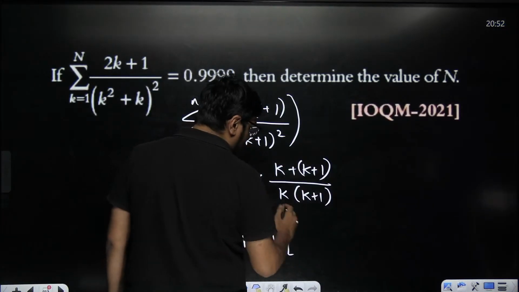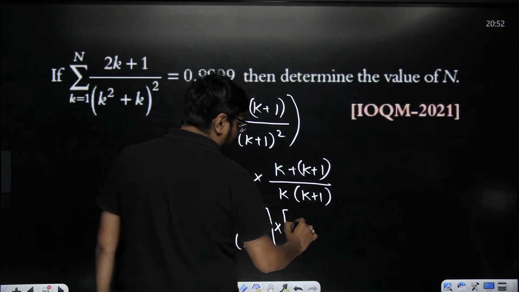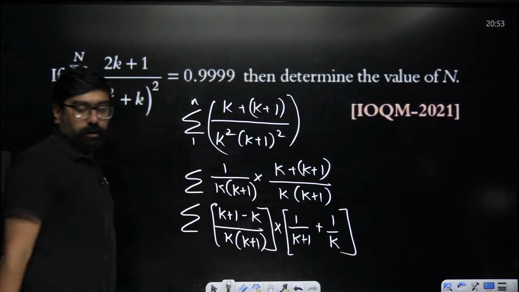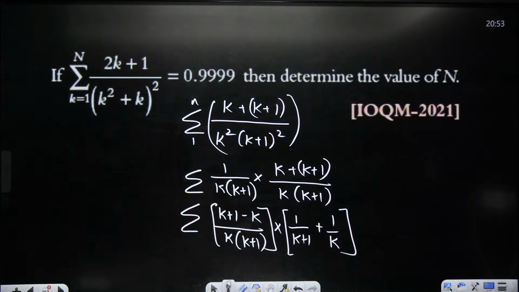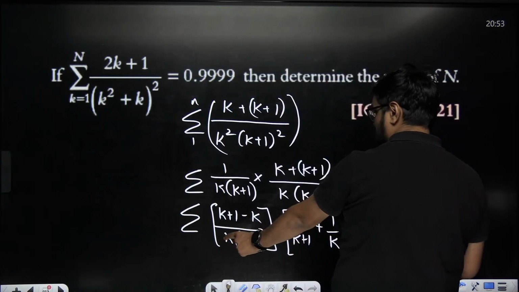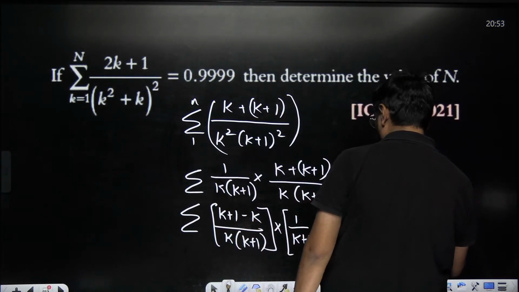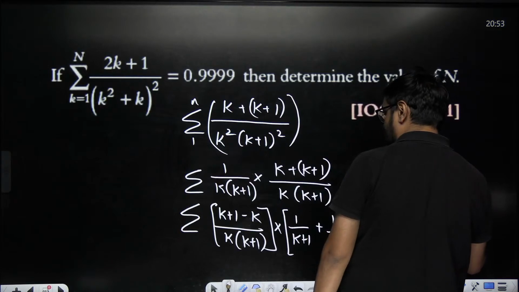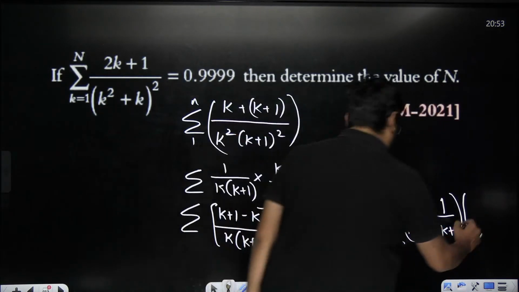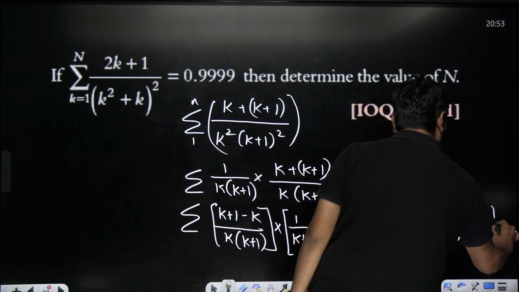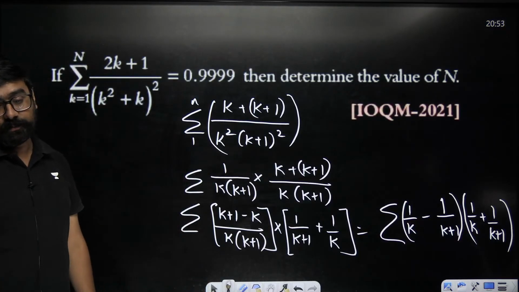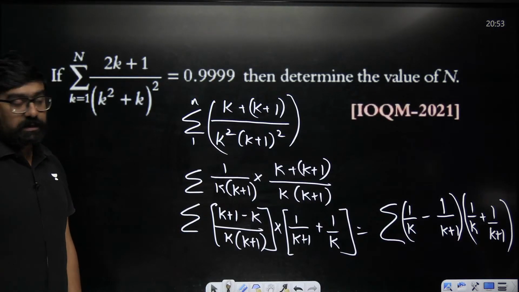And here, k divided by k into k plus 1, that means 1 divided by k plus 1, plus 1 divided by k. Two multiplications I have formed, right? Now if you observe, the first bracket is 1 divided by k minus 1 divided by k plus 1. And the second bracket is 1 divided by k plus 1 divided by k plus 1. Wow, this is something I can deal with, because this is a square minus b square now.